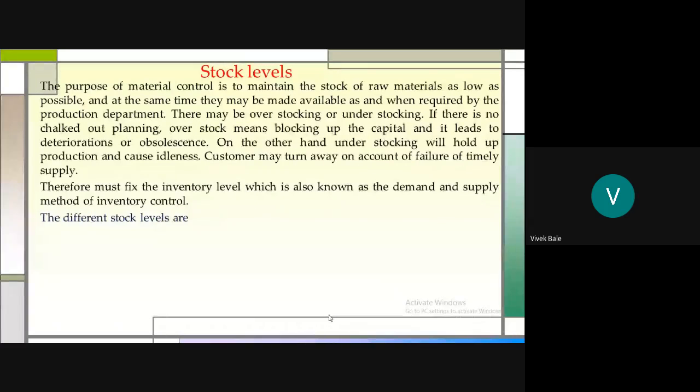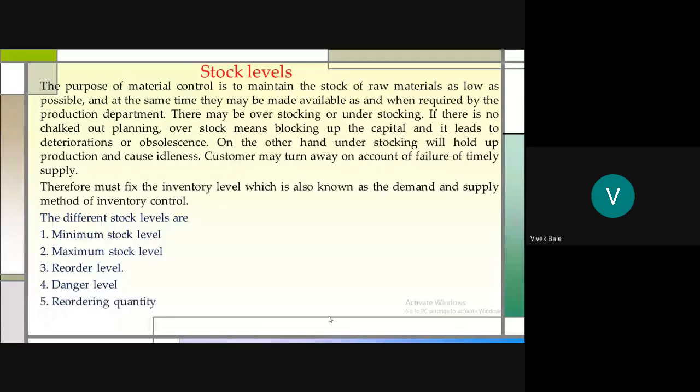Okay. So the different stock levels are: number one, minimum stock level. Second is maximum stock level. Third, reorder level. Fourth one is danger level, reordering quantity, and last is average stock level. Now let me give you a short review of what are these different stock levels.